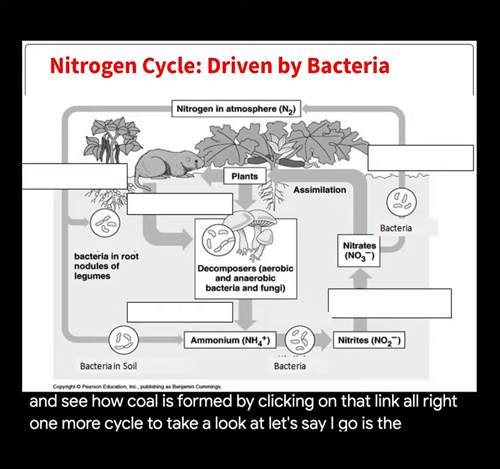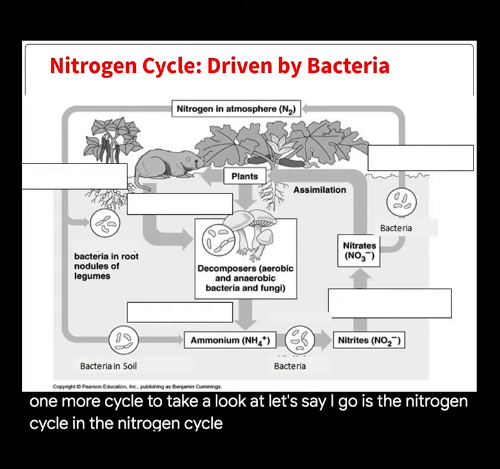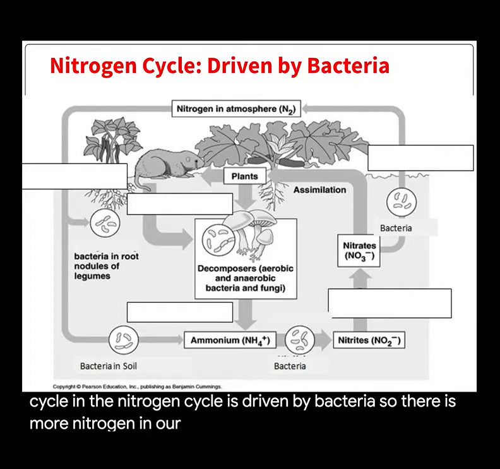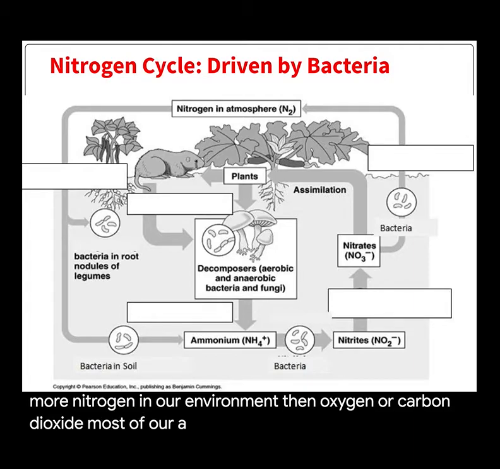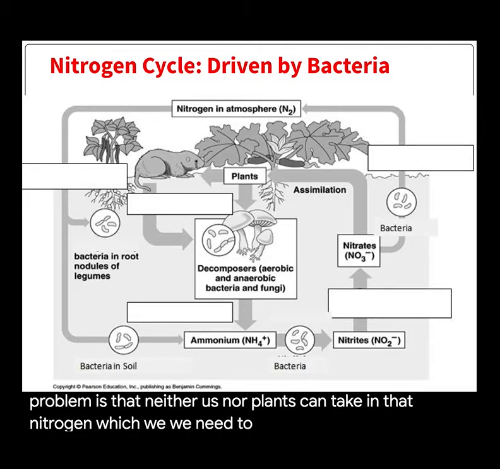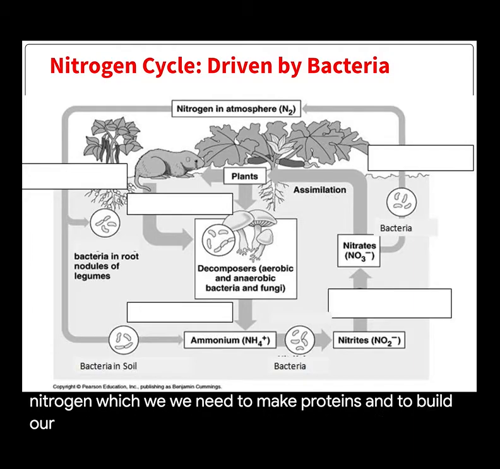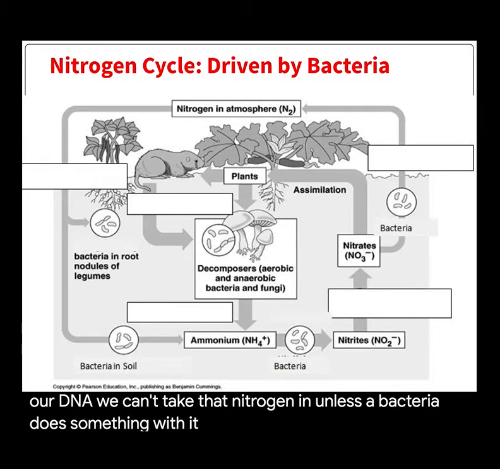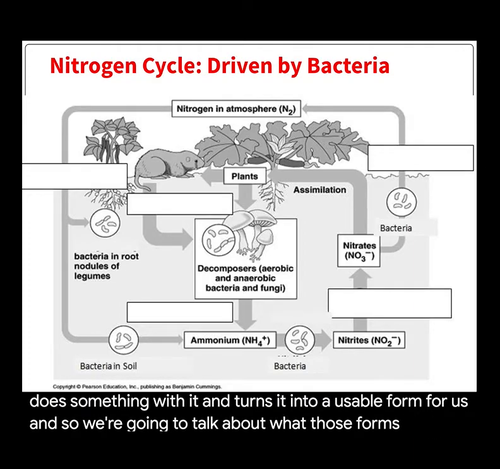That cycle is the nitrogen cycle. And the nitrogen cycle is driven by bacteria. There is more nitrogen in our environment than oxygen or carbon dioxide. Most of our atmosphere is nitrogen. And the problem is that neither we nor plants can take in that nitrogen, which we need to make proteins and to build our DNA. We can't take that nitrogen in unless a bacteria does something with it and turns it into a usable form for us. And so we're going to talk about what those forms are.